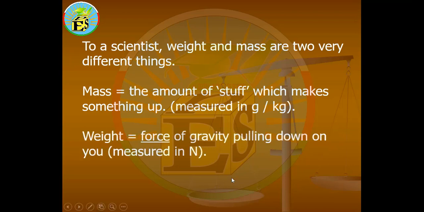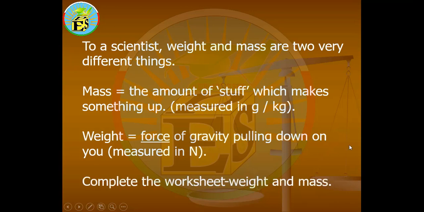Weight is the force of gravity pulling down on your mass, and that force which is pulling you down is gravity, and the amount of gravity is 10. And weight is measured in Newton. So correct yourself, the weight which we usually see is not actually a weight, it is a mass. We say gram and kilogram, but if you say weight, you must put Newton as a unit.